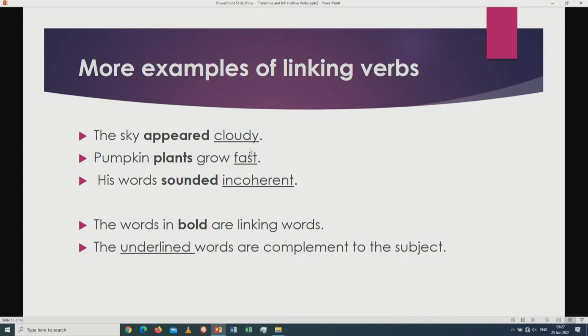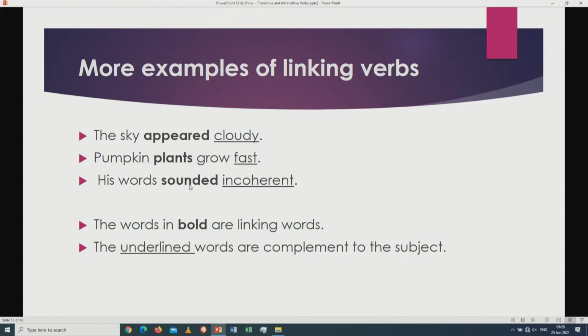Pumpkin plants grow fast. So who or what? Pumpkin plants. That's your subject or your doer. Your verb should be grow. So fast is a complement of how the pumpkins grow. So pumpkin should both have been in bold. This is your subject, so I made a little mistake there by not bolding pumpkin as well. So they grow fast. Fast is a complement of how the pumpkin plants grow.